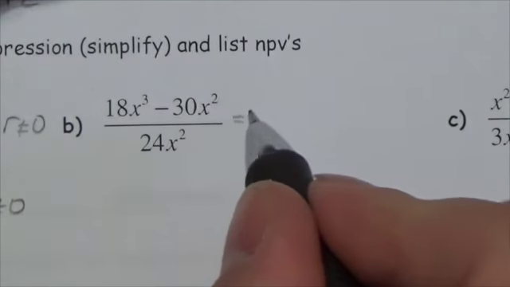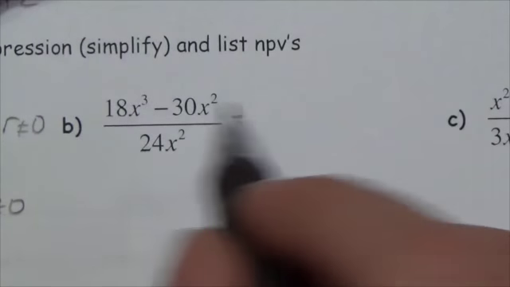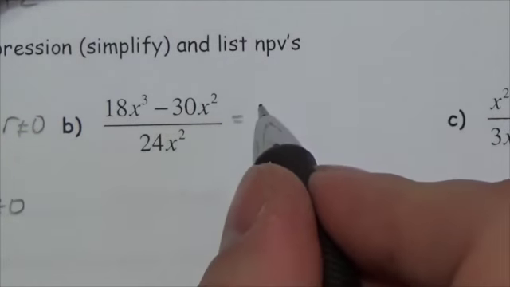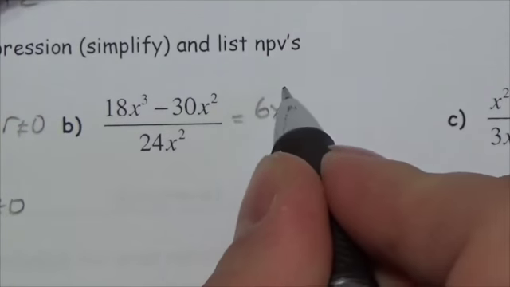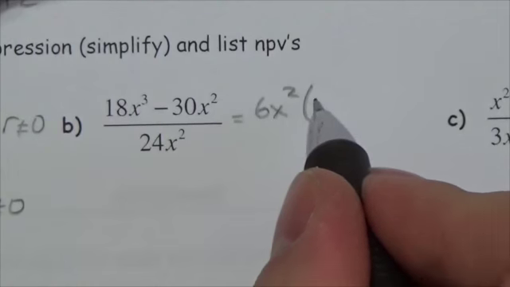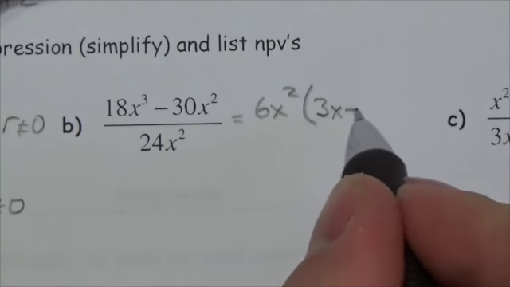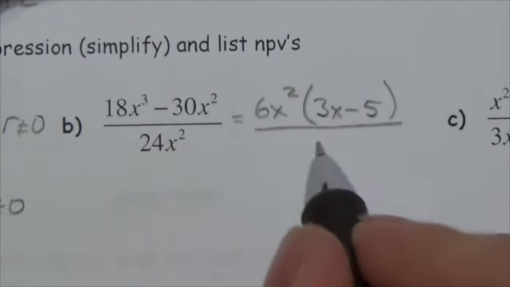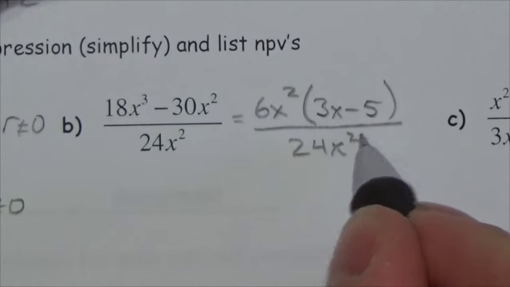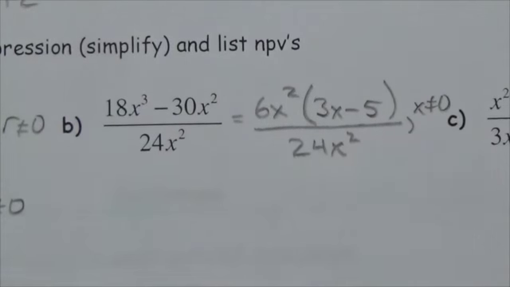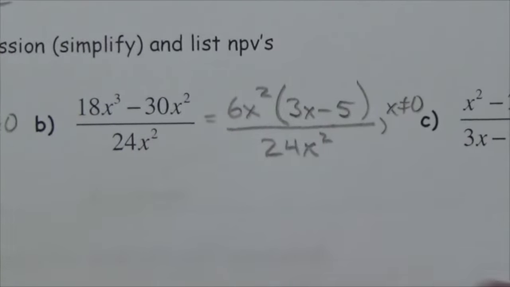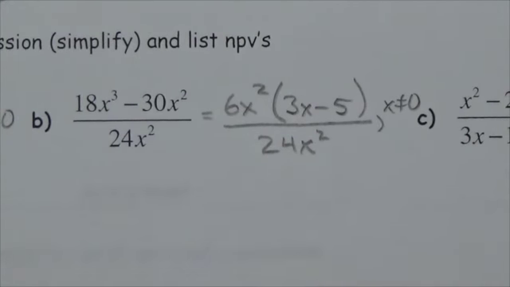All right, so in this case here, again, we're going to yank out what's common, and to the 18 and the 30, that's going to be 6, and there's an x in both of those terms. The smallest exponent is squared. When I pull it out, I'm left with 3x minus 5. Down in my denominator, I've got 24x squared. My non-permissible will be that x can't equal 0. Now bear in mind, that is not always the case. 0 is not always a non-permissible, but in this case, because x is a factor in the denominator all on its own, it is.